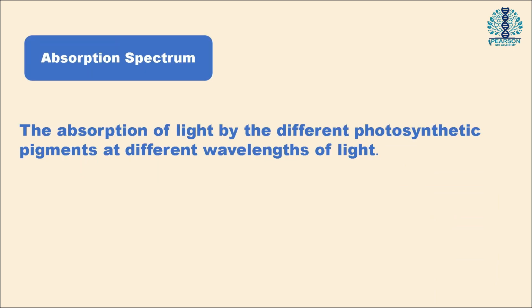First, let's look at the absorption spectrum. In an absorption spectrum, we are observing how much light is absorbed by different photosynthetic pigments across various wavelengths. And this helps us understand the specific wavelengths that chlorophyll and other pigments absorb most effectively. And also the absorption spectrum shows that different pigments absorb light at different wavelengths.